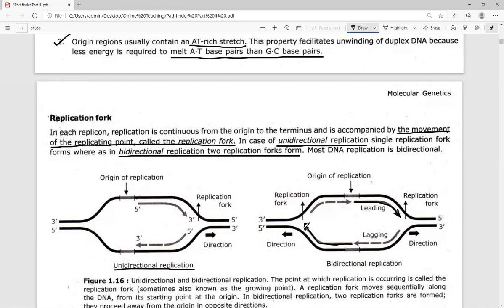So scientists say that the leading and the lagging terms are misnomers. In the case of bidirectional replication fork, the one which is leading is also lagging, and the one which is lagging is also leading. Now try to understand in Hindi.